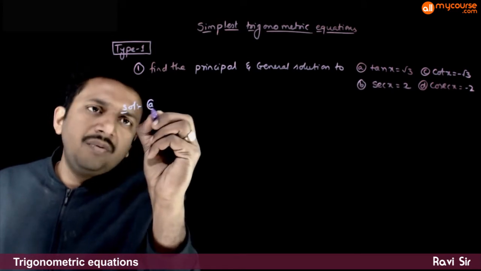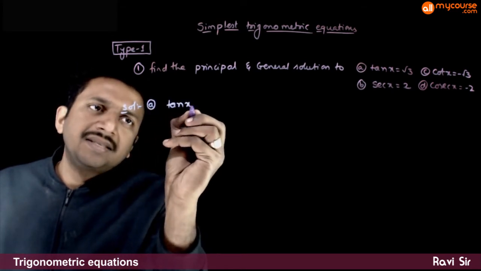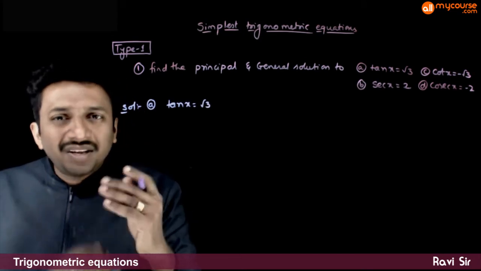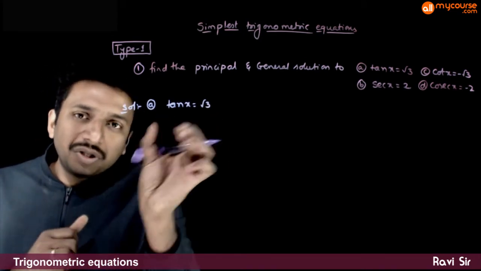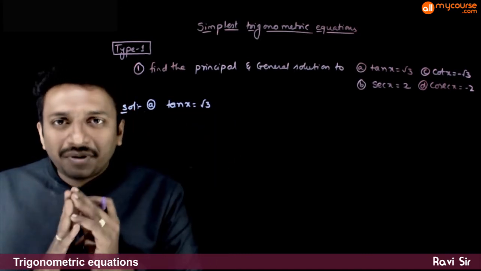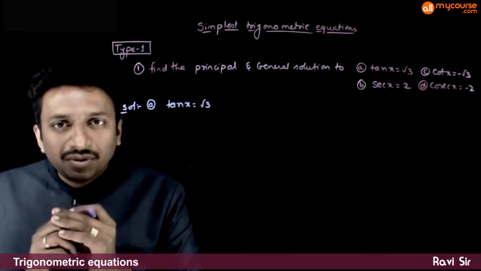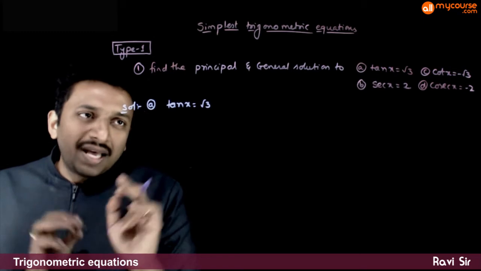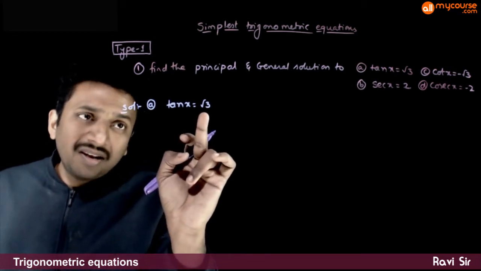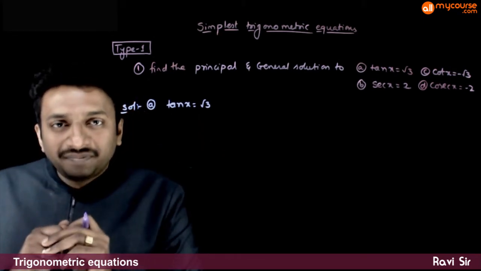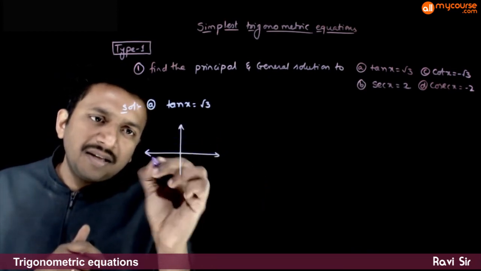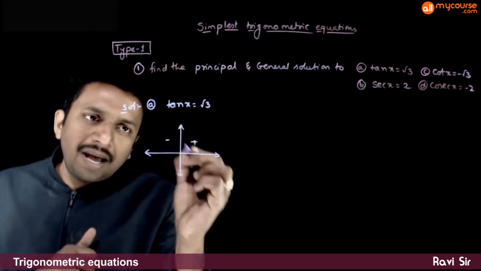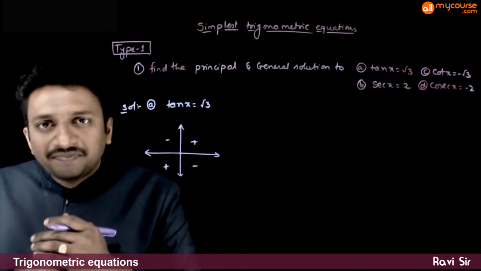So the first equation is tan x is equal to root 3. This is a very basic trigonometric equation. So if you have an equation of this form, tan x is equal to some number, the first thing that you need to do is choose an angle. Choose a very basic angle whose tan is equal to root 3. So the quadrant diagram for tan is plus minus plus minus.